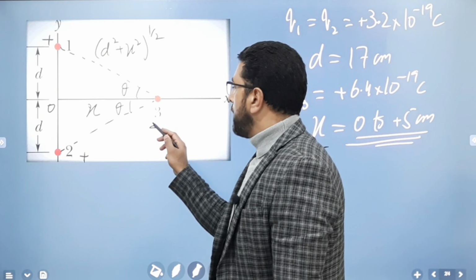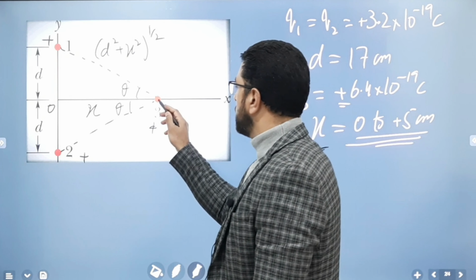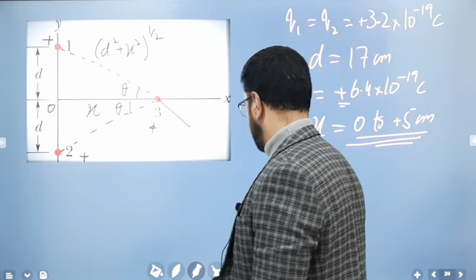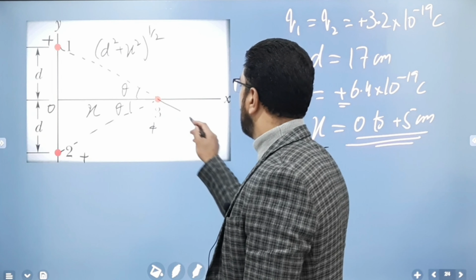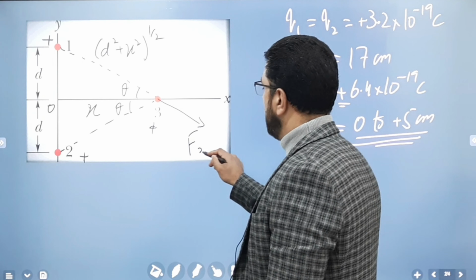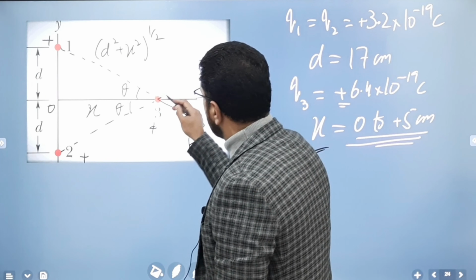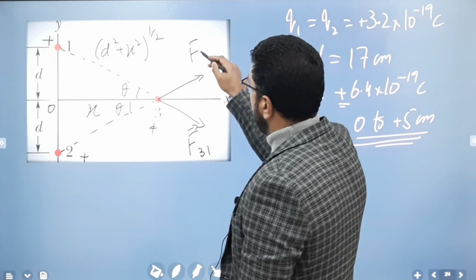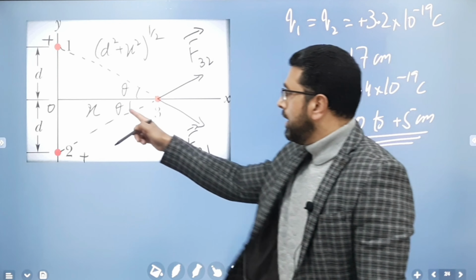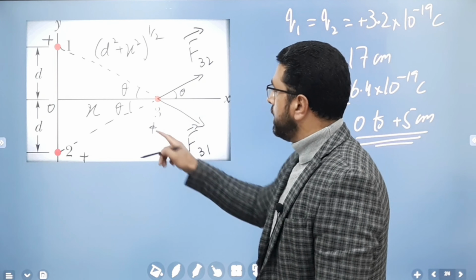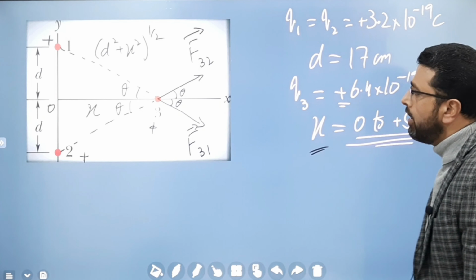Particle 1 will repel particle 3 since particle 3 is also positively charged. So the force on 3 from 1 will be this way, F31. And 2 will also repel it, so the force is going to be this way, F32, the force on 3 from 2. This angle and this angle are the same, theta. This angle and this angle are the same, theta, vertically opposite angles.